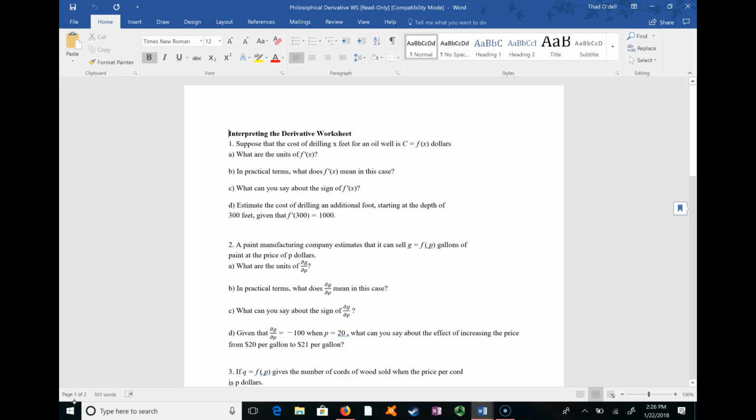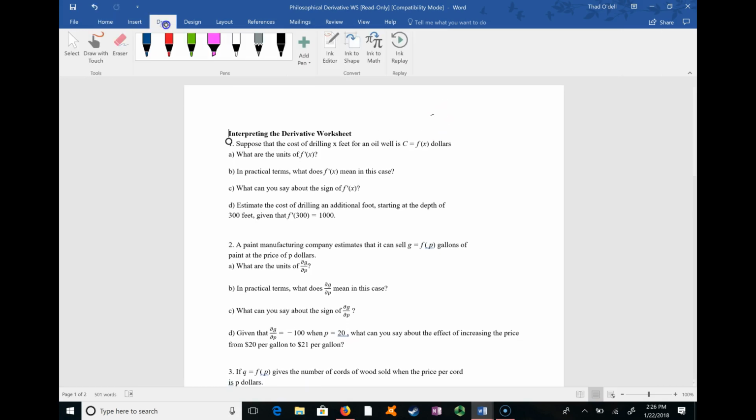So number one, it says suppose that the cost of drilling x feet for an oil well is C equals f of x dollars. So what are the units? The thing we have to understand here is the independent variable is feet. The derivative is the same thing as change in y over change in x, right? So this would be the change in the dependent over the change in the independent variable. In this case, the dependent variable is dollars and the independent variable is feet, because I'm plugging in how many feet I've drilled to get out how many dollars it'll cost. So what are the units? That would be dollars per foot.